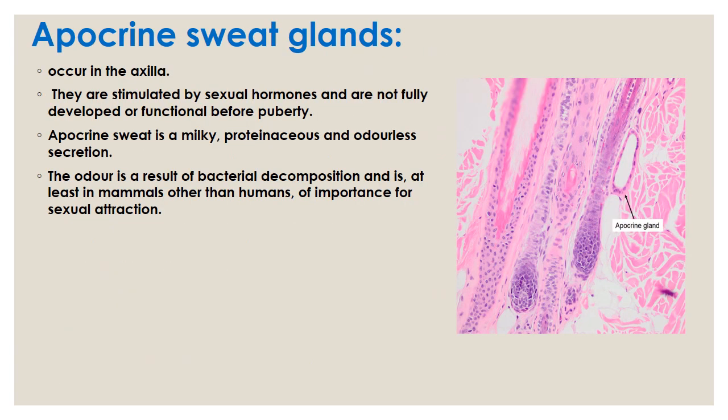The apocrine sweat glands are present in the axilla, and they are stimulated by the sexual hormones and are not fully developed or functional before puberty. Their secretion or sweat is milky, proteinaceous, and odorless. The odor is a result of bacterial decomposition and is, at least in mammals other than humans, of importance for sexual attraction.